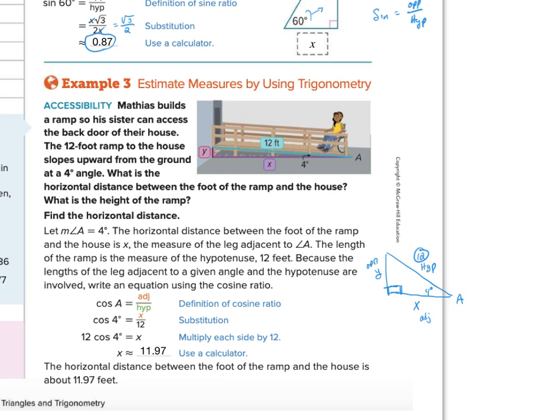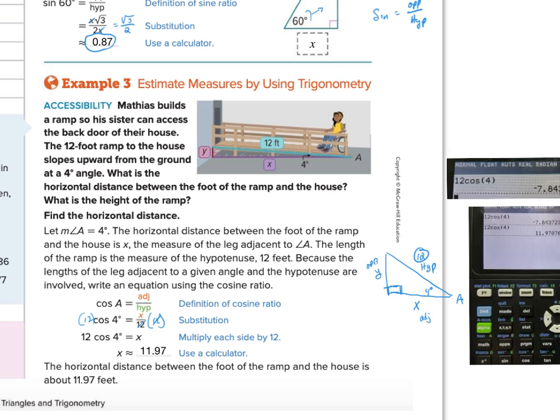So the cosine of angle A is equal to the adjacent over the hypotenuse. The cosine of 4 degrees is equal to x, the adjacent, over 12, the hypotenuse. And then we multiply both sides by 12 so we can get x by itself. Then x is going to be equal to, when you plug into the calculator, 12 times the cosine of 4 degrees, which is approximately 11.97.